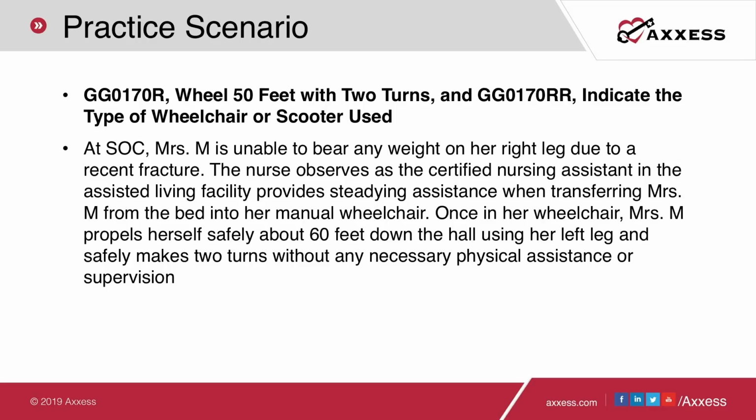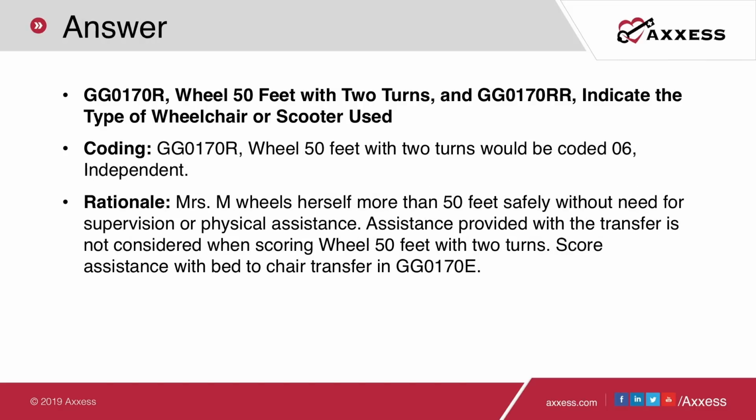Let's look at a practice scenario for GG0170R and GG0170RR. At start of care, Mrs. M is unable to bear any weight on her right leg due to a recent fracture. The nurse observes as the certified nursing assistant in the assisted living facility provides steadying assistance when transferring Mrs. M from the bed into her manual wheelchair. Once in the wheelchair, Mrs. M propels herself safely about 60 feet down the hall using her left leg and safely makes 2 turns without any necessary physical assistance or supervision. How would you score GG0170R and GG0170RR?